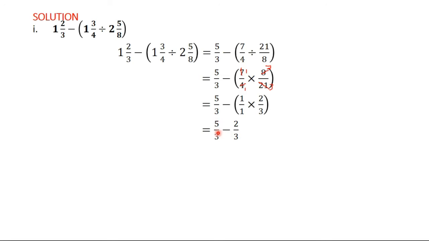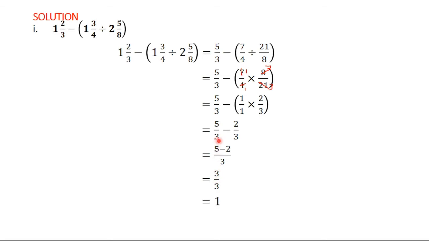So we have 5 over 3 minus 2 over 3. We know that LCM of 3 and 3 is 3. So 3 divided by 3 will give us 1. 1 times 5 will be 5 minus 3 divided by 3 will give us 1. 1 times 2 is 2. So you are going to have 5 minus 2 will give us 3. You are going to have 3 divided by 3, which is 1.